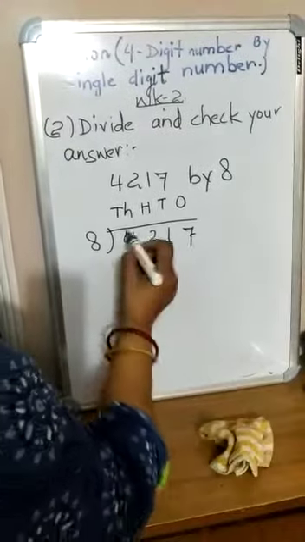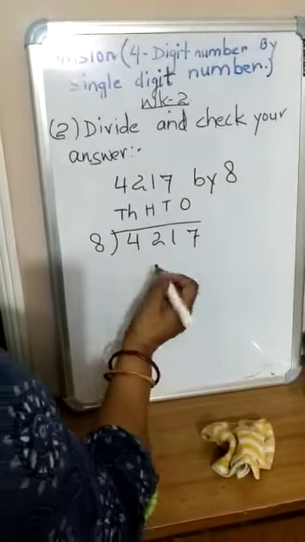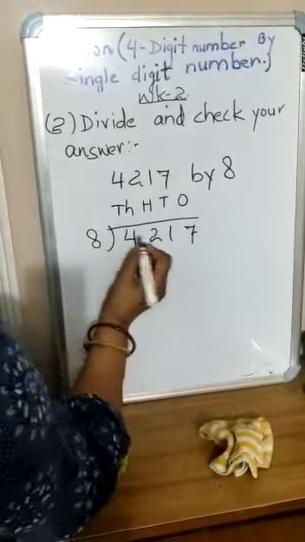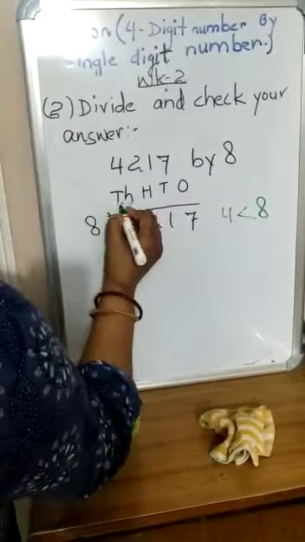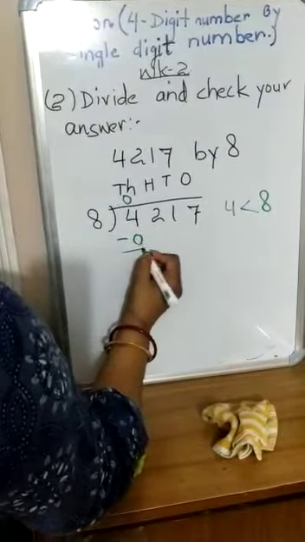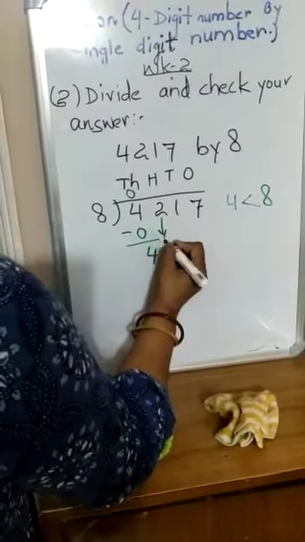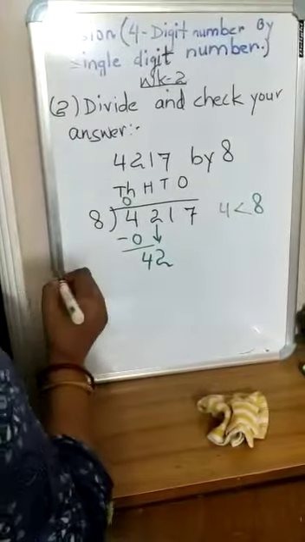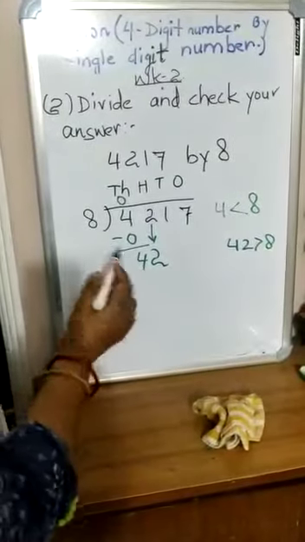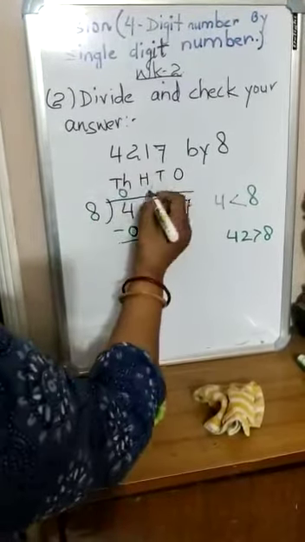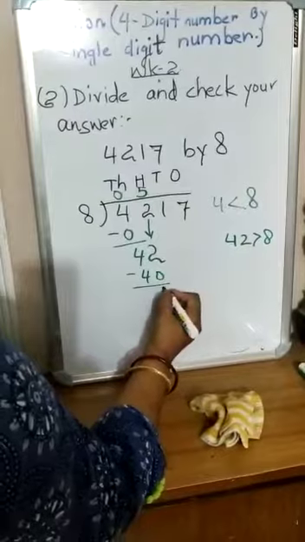Now let us start from the extreme left side, the maximum place value digit, that is 4000. So 4 is less than 8. So I will start the table of 8 with 0. 8 zeros are 0. So 4 minus 0 is 4. Now I will put down this 2 along with 4. It becomes 42 hundreds. And 42 is more than 8. Right? So 42, let's start the table. 8 fives are 40. So 42 minus 40 is 2.